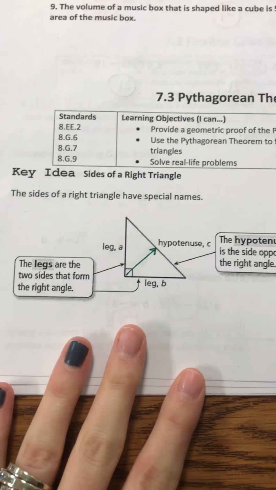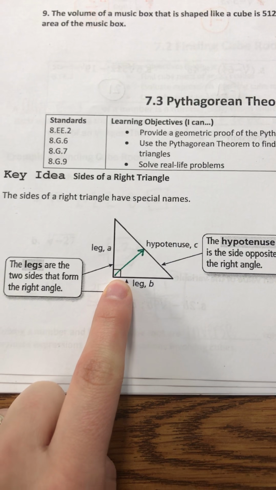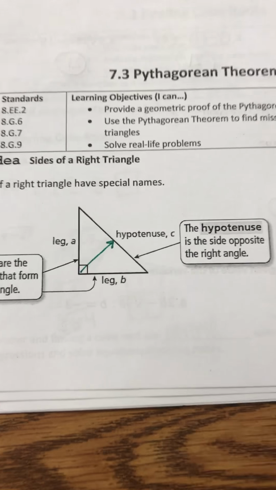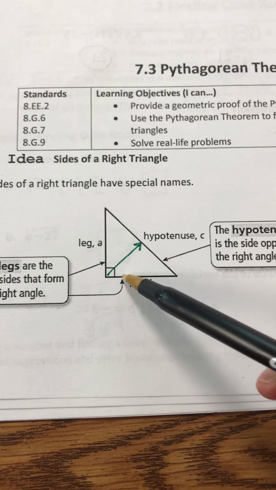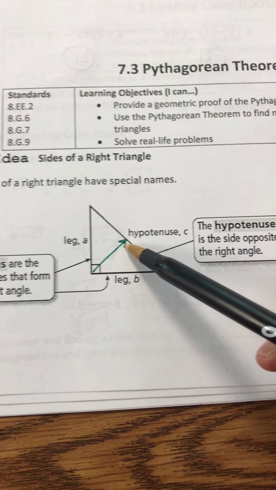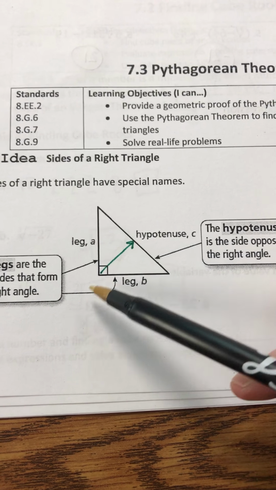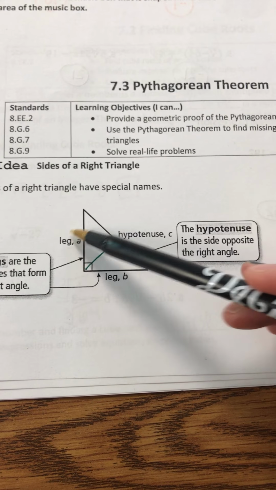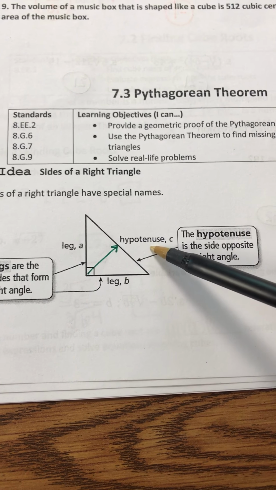So here's a picture of a right triangle. It has this little right angle here. Something that I really need you guys to know is that the right angle always points at the hypotenuse. It always points at the C. So this is a squared plus b squared equals c squared.